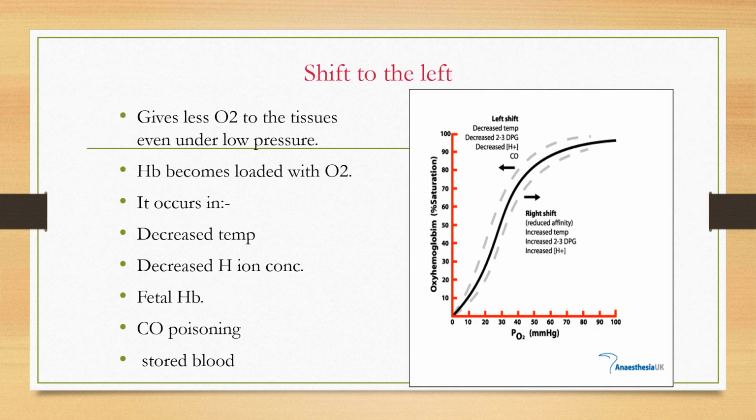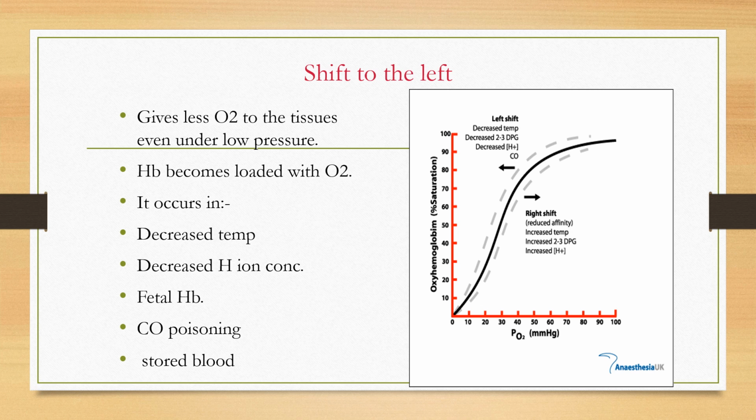The contrary is a shift to the left. A shift to the left means blood can preserve oxygen for a long time and not release it to tissues. This occurs in the opposite case, when we have more oxygen, less CO2, less hydrogen, less temperature, and also in fetal blood or fetal hemoglobin. If you remember, fetal hemoglobin contains alpha 2 gamma 2, and the gamma chains combine with oxygen strictly and do not let it be released.